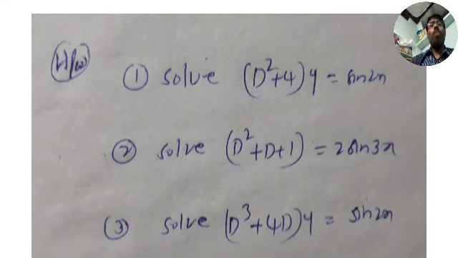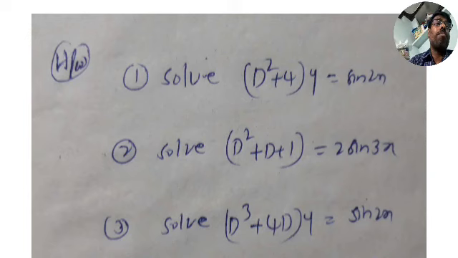So these are the homework problems. Solve D square plus 4 of y is equal to sin 2x. Denominator 0 means you have to apply the formula. Second one, D square plus D plus 1 of y is equal to 2 into sin 3x. Try to do the problem as per the method. D cube plus 4D of y is equal to sin 2x. It is D cube, take D common. Then you will get the answer.